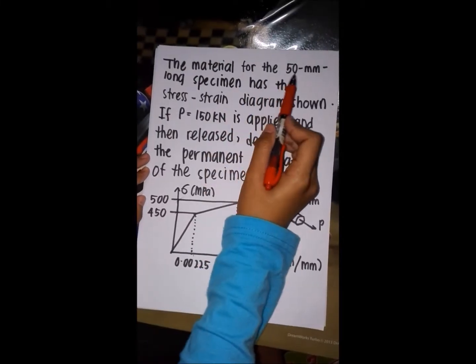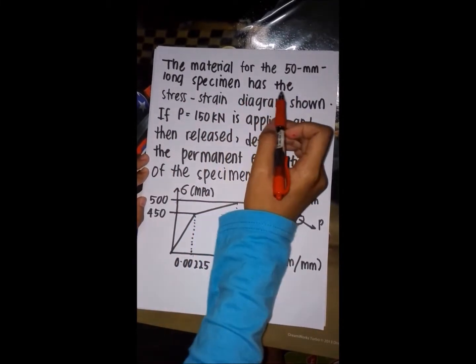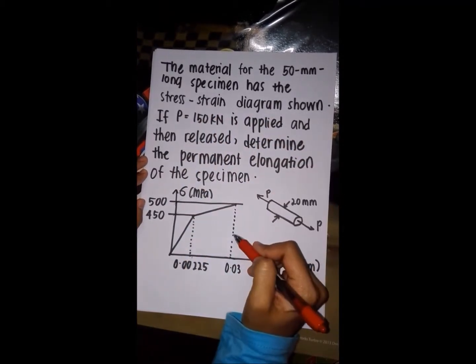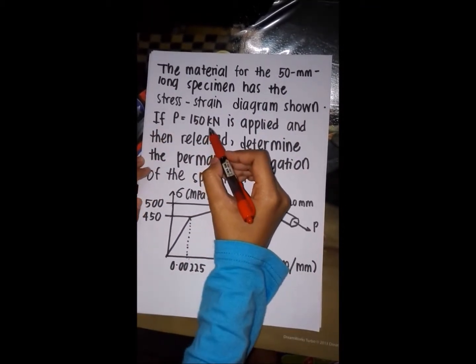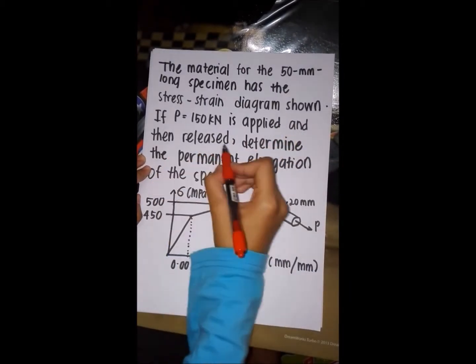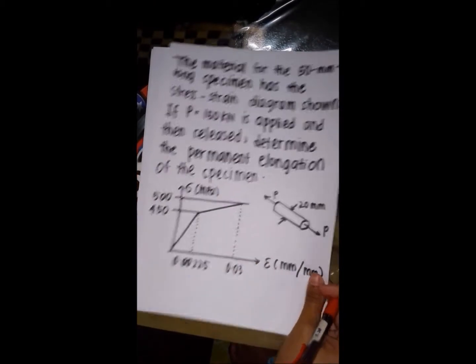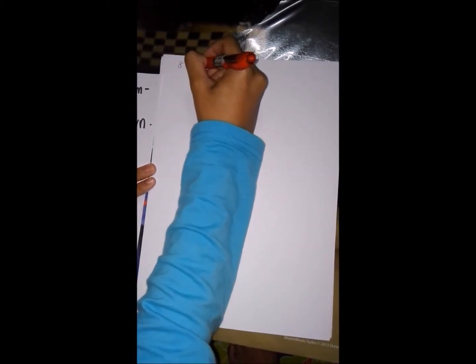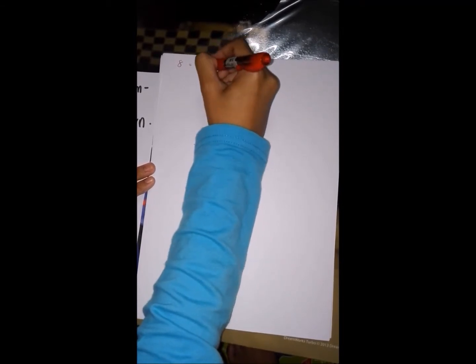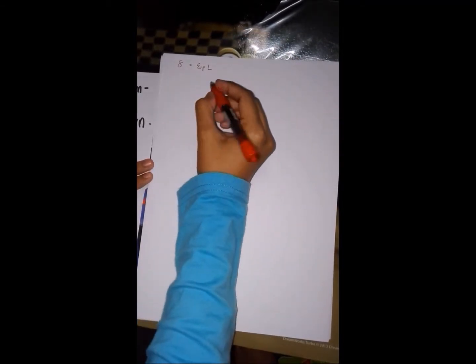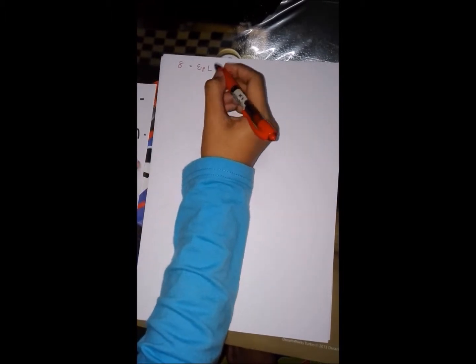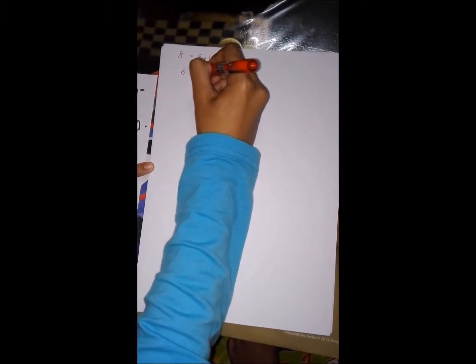The material for the 50 mm long specimen has the stress-strain diagram shown. If a force of 150 kN is applied and then released, determine the permanent elongation of the specimen. The formula of the elongation is elongation equals strain in the plastic condition times length of the specimen. First, we have to find the stress. Stress equals force over area.